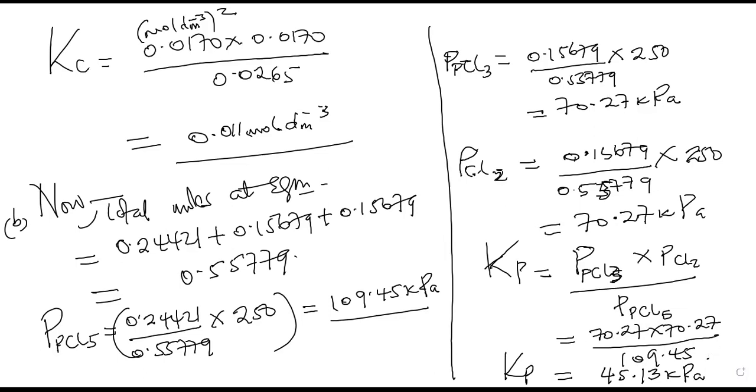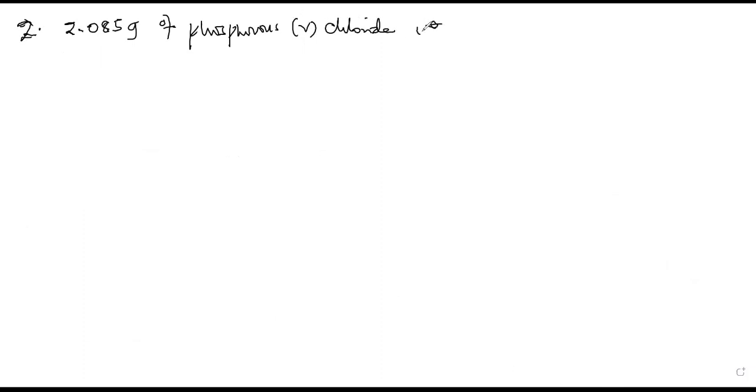Yeah, let me do you another example and we see. Another example would be 2.085 grams of phosphorus 5 chloride was heated in a 1 liter vessel until equilibrium was attained.